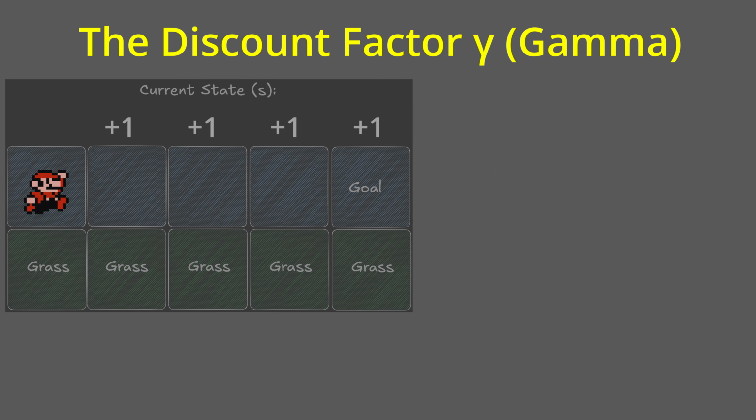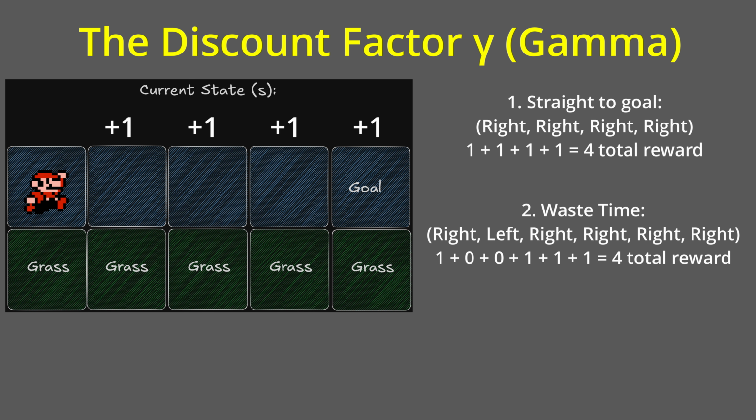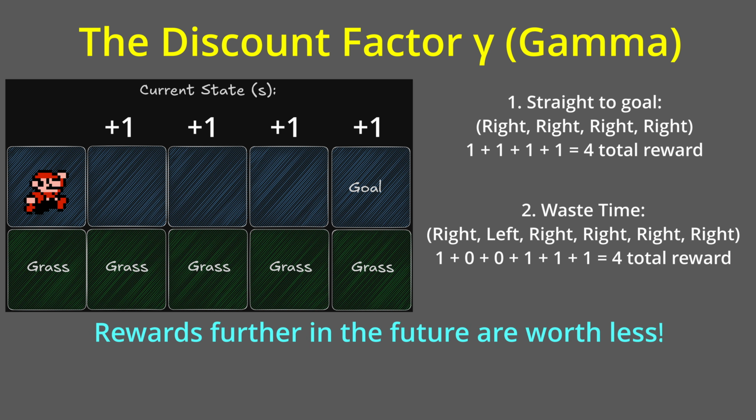Suppose these 2 action sequences both reach the goal. The first, go straight to the goal, right 4 times. Or the second, waste some time, right, left, and then go to the goal. Since each reward can only be gained once, without discounting, they both give the same total reward of 4. But we want the agent to be efficient, so we apply a discount. Rewards further in the future are worth slightly less. Let's apply a gamma of 0.99 and see what happens.